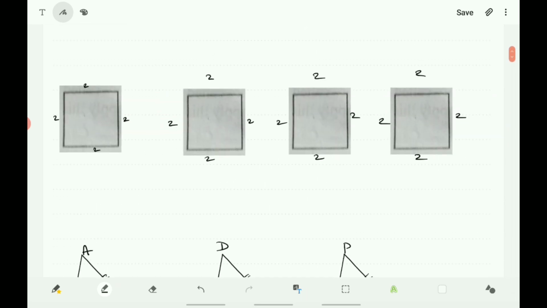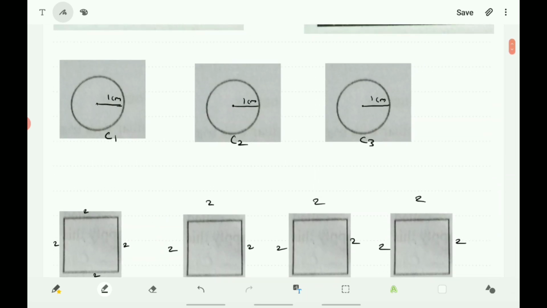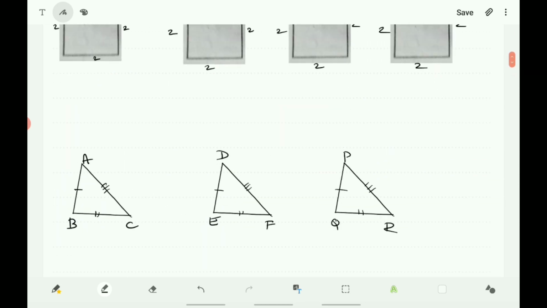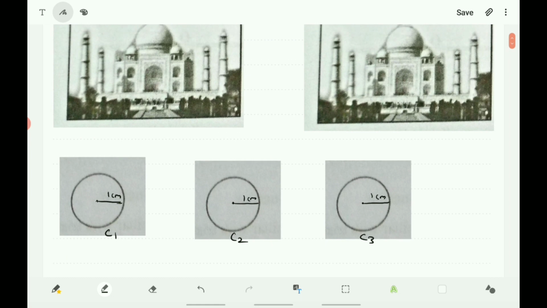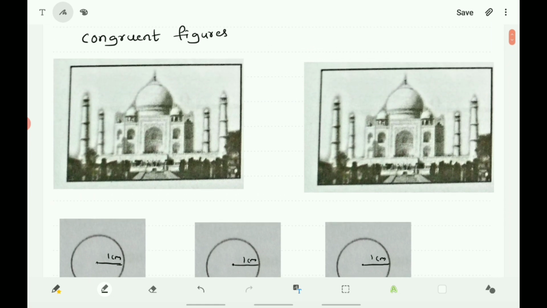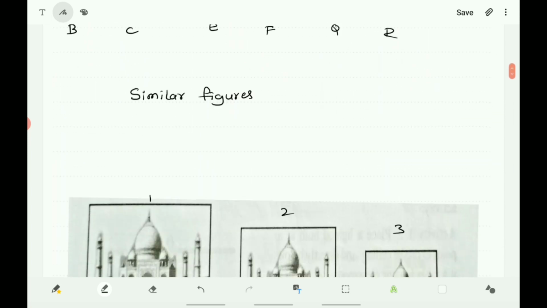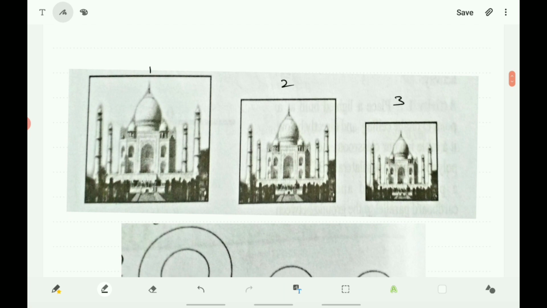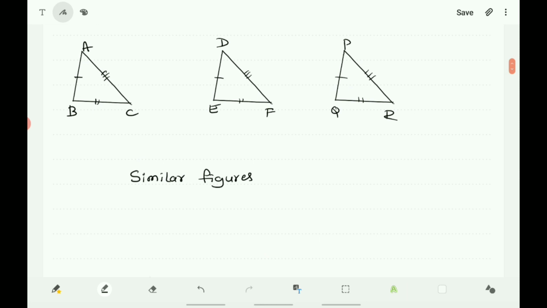You know that congruent figures have the same shape and also the same size. But congruent figures are also similar figures as they have the same shape. So you can say that all congruent figures are similar figures. But here these are not congruent figures, but they are similar figures. So similar figures may not be congruent, but all congruent figures are similar figures.